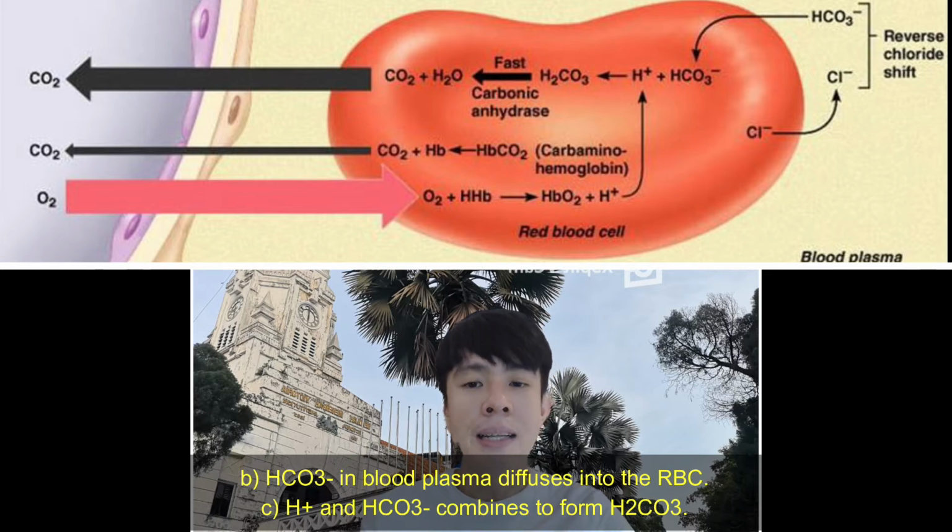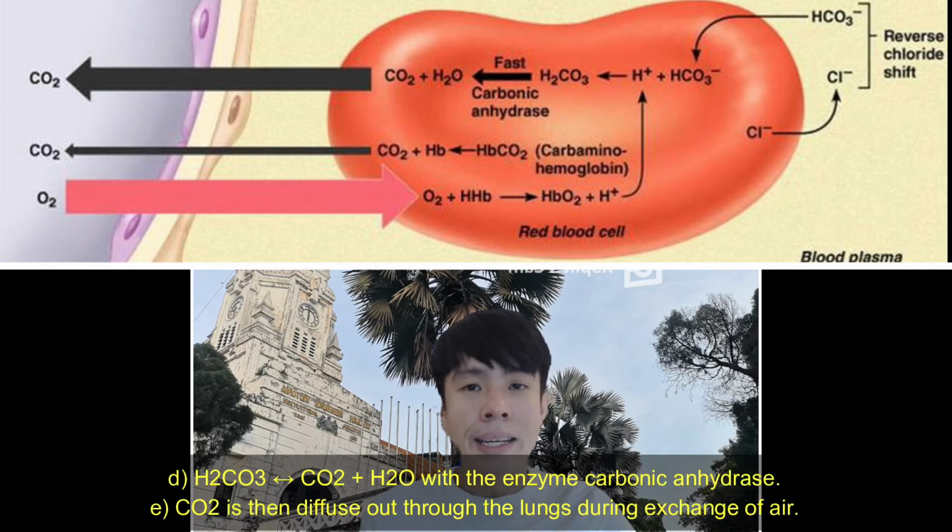C. H+ ions and hydrogen carbonate ions combine to form carbonic acid. D. Carbonic acid dissociates to form carbon dioxide and water with the help of the enzyme carbonic anhydrase. E. Carbon dioxide is then diffused out through the lungs through exchange of air.